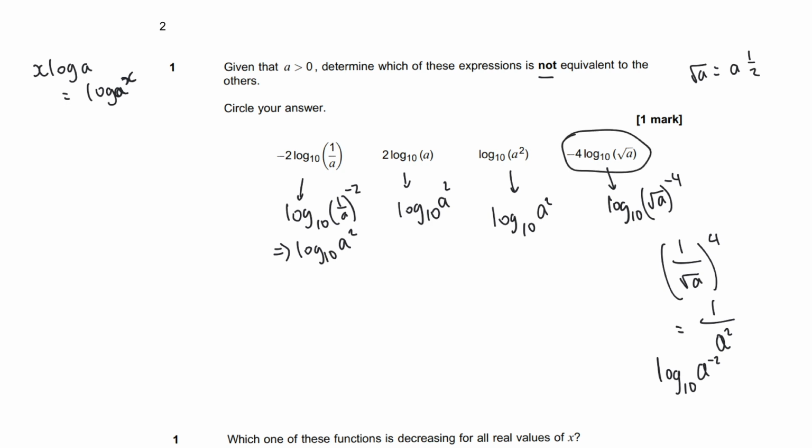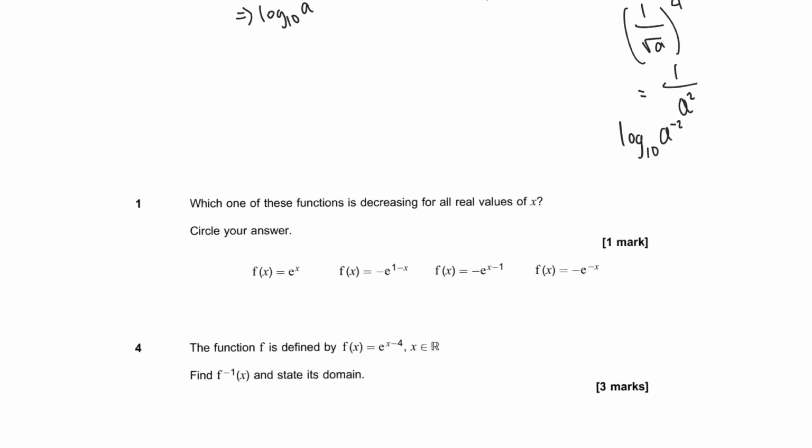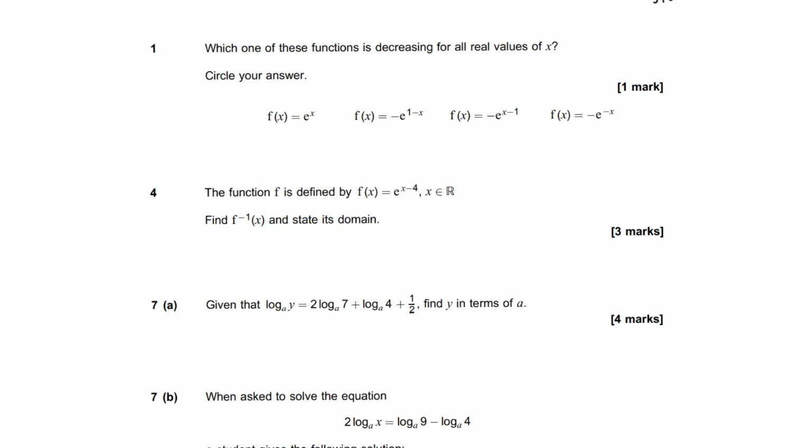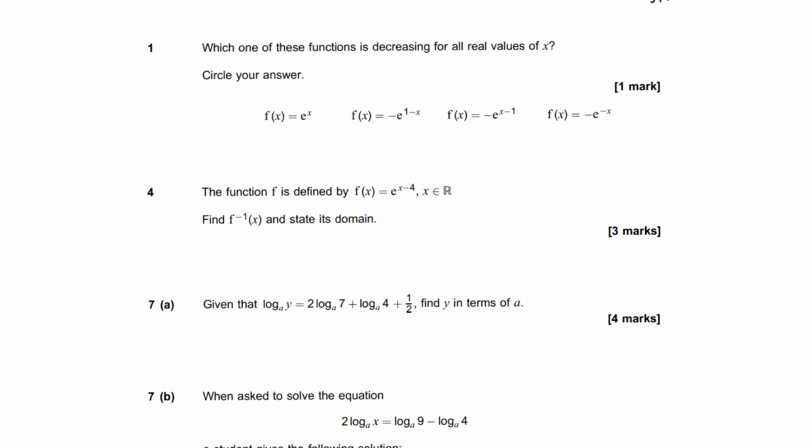so therefore it's this one that is the odd one out. Okay, and then having a look at the next one, it says which one of these functions is decreasing for all real values of x. So if we have a look, the first one is e to the power of x, but it's a positive x. So if it's positive x, it's an increasing function, so it's definitely not this one.